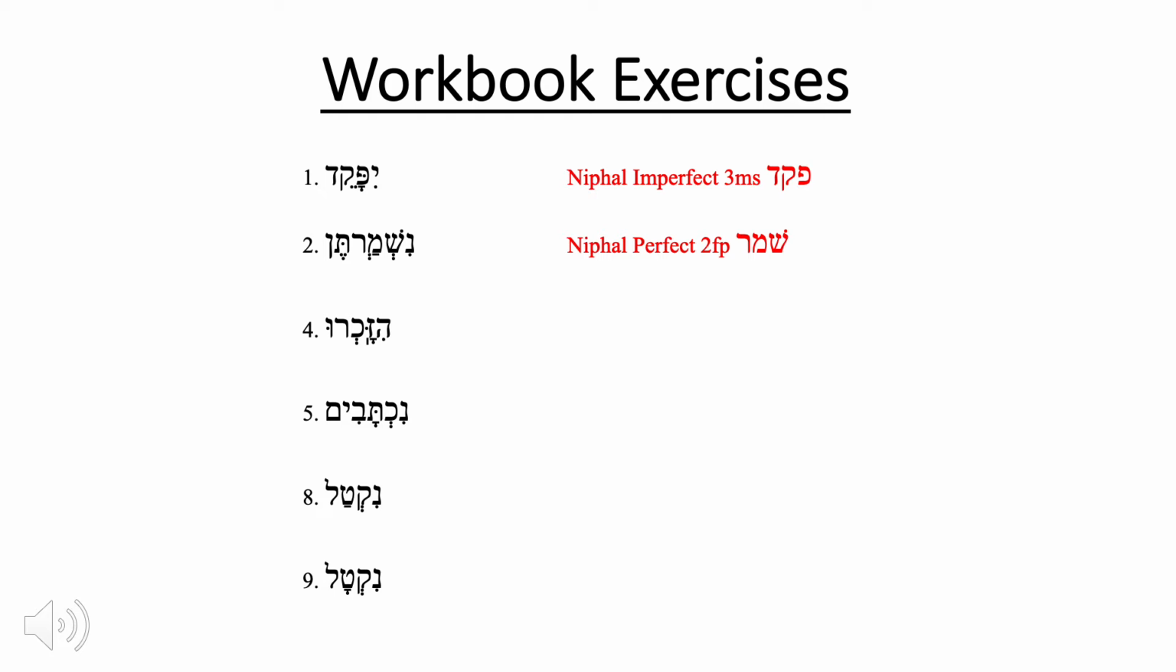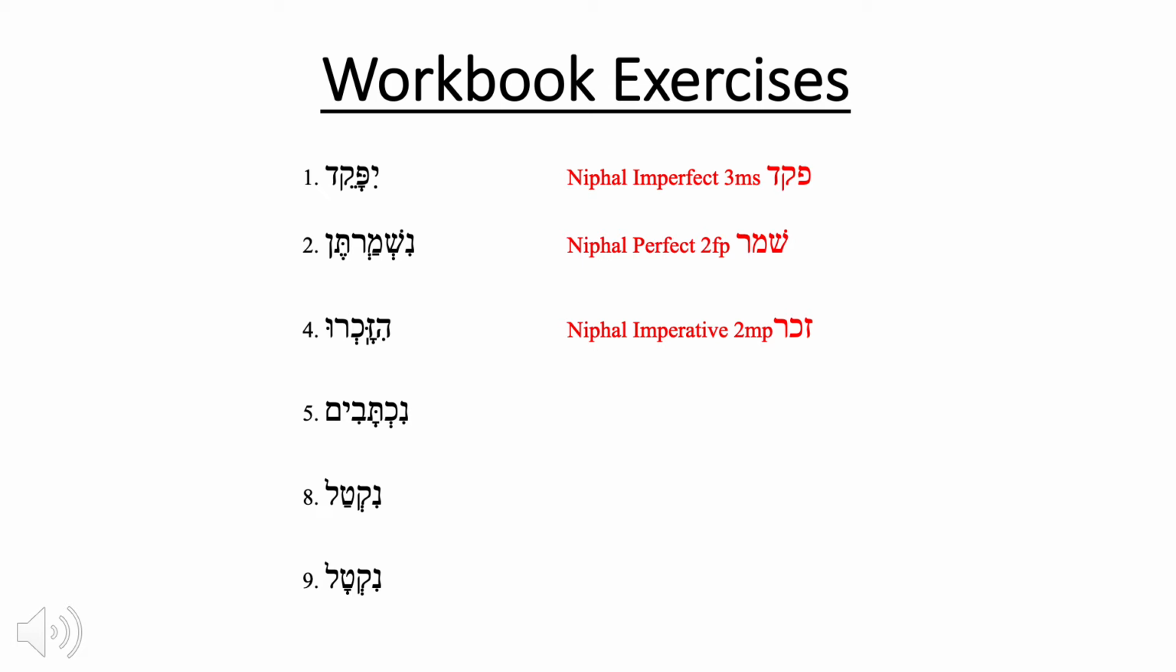Let's skip to number 4. How would we parse number 4? If we're paying attention, we'll see that there is a dagesh in the second consonant here in number 4, as well as the kametz underneath the zayin. This should automatically get our attention and cause us to think that we're dealing with a Nifal imperfect. However, we have a hey, and hey is not a preformative in the imperfect. Instead, this is an imperative.